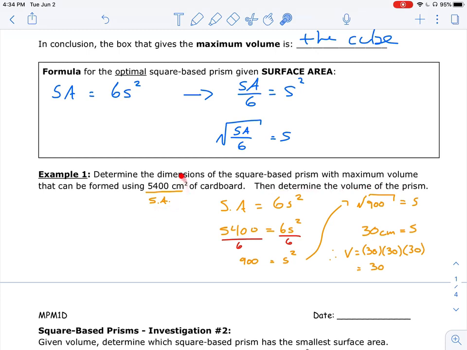Okay, so surface area is 5,400, and we know that surface area is equal to 6 times each side length squared. 5,400 is equal to 6x squared. Divide both sides by 6. We're finding our side length variable, so 900 is our s squared, and the opposite operation would be square rooting to get our individual side length, which would in this case be 30. So then the volume would be length times width times height, 30 times 30 times 30, which would be 30 cubed.